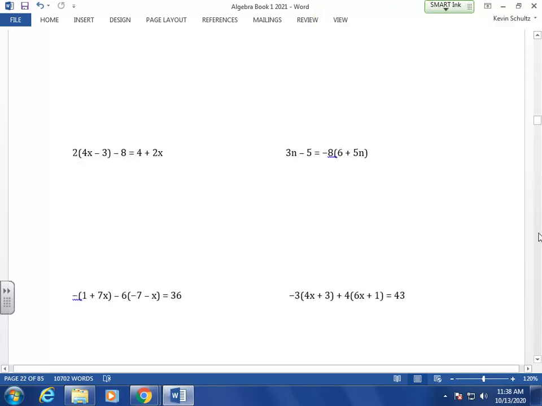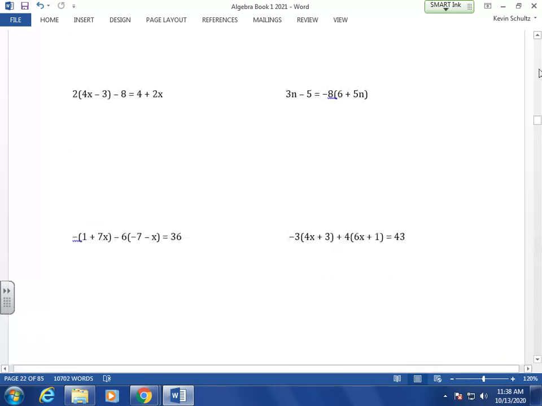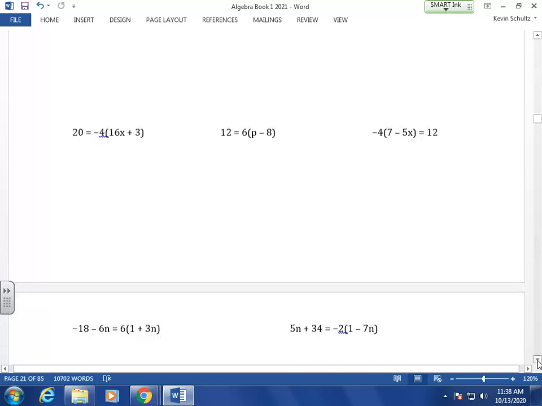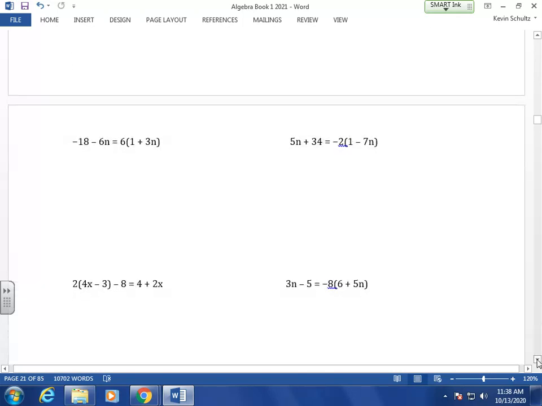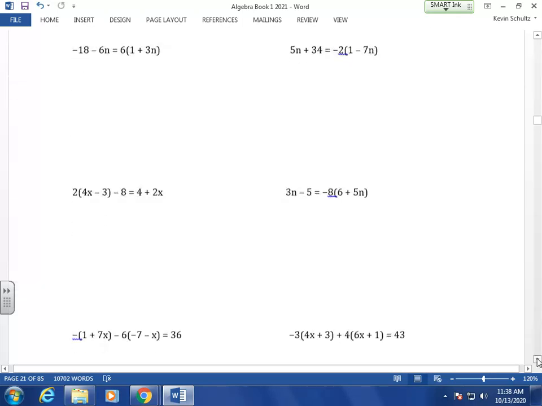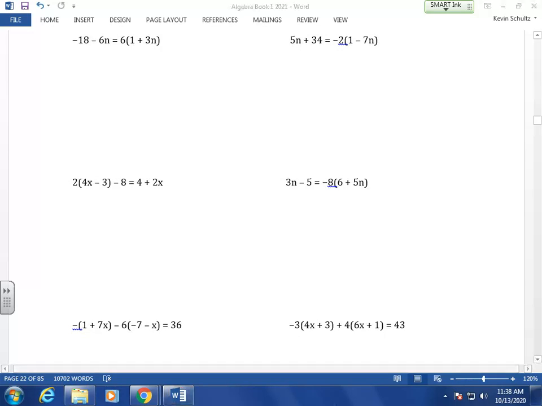There's another page. Take a look at what we have here. Right? Oh boy. Pick one from the first two rows here that you'd like to do together.